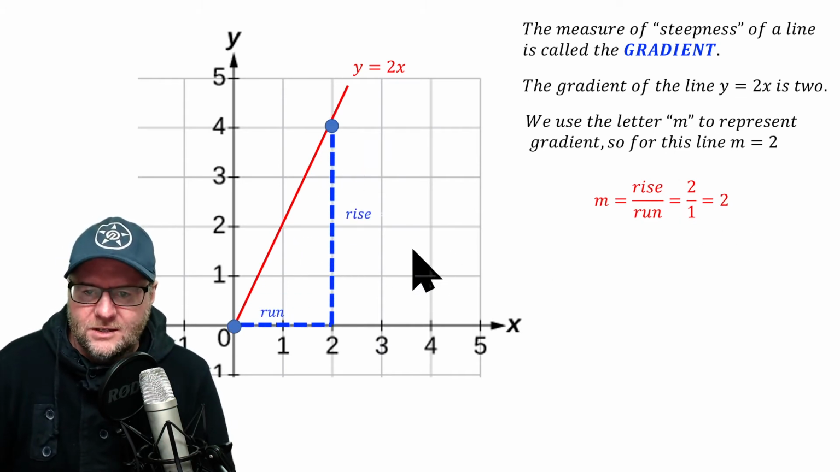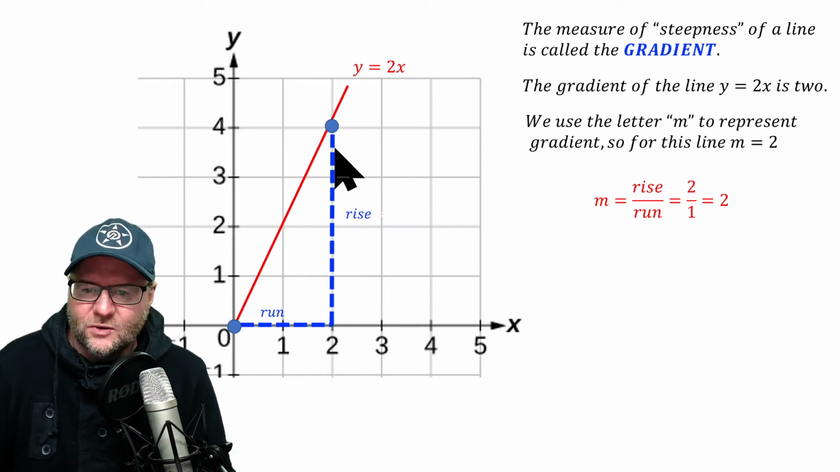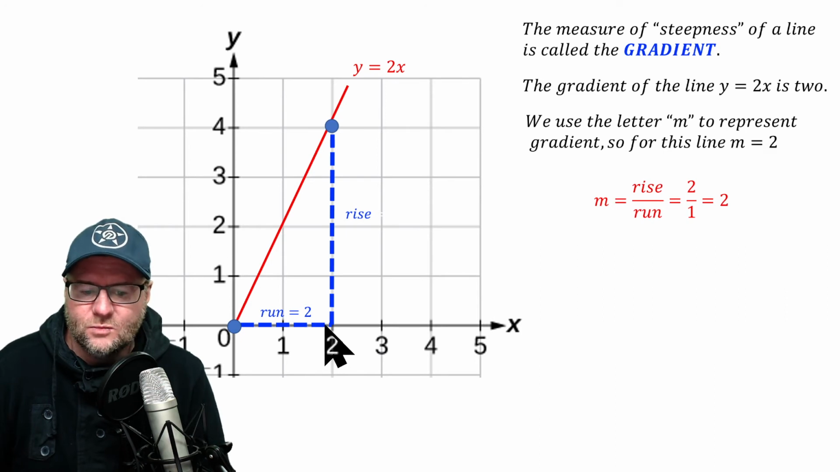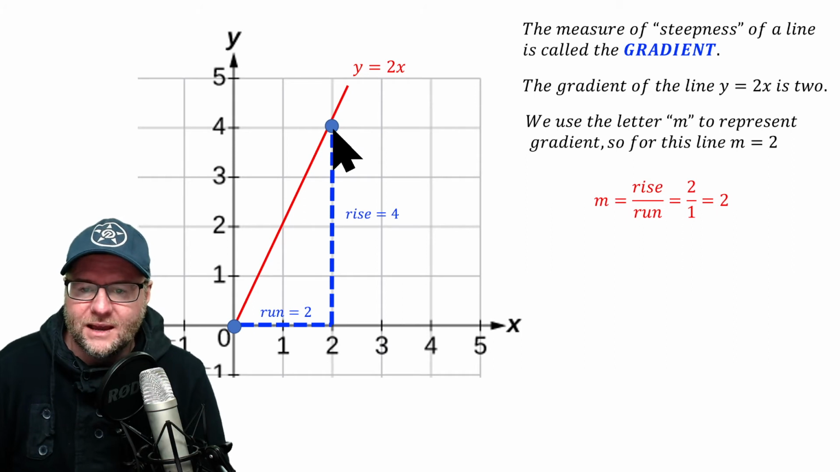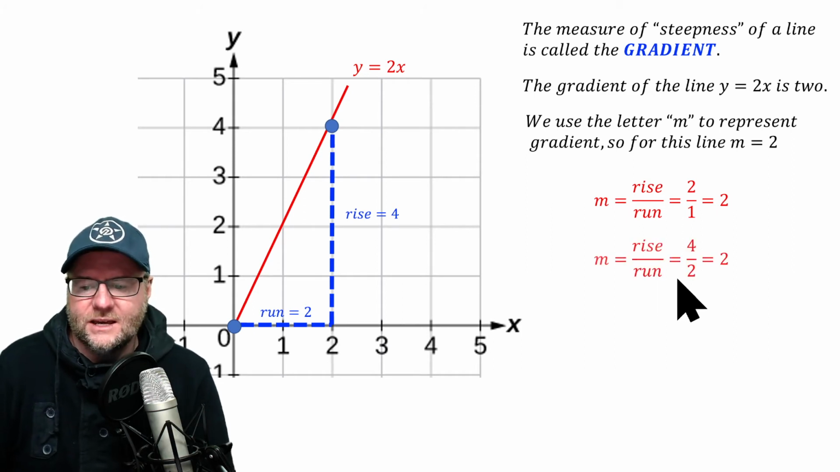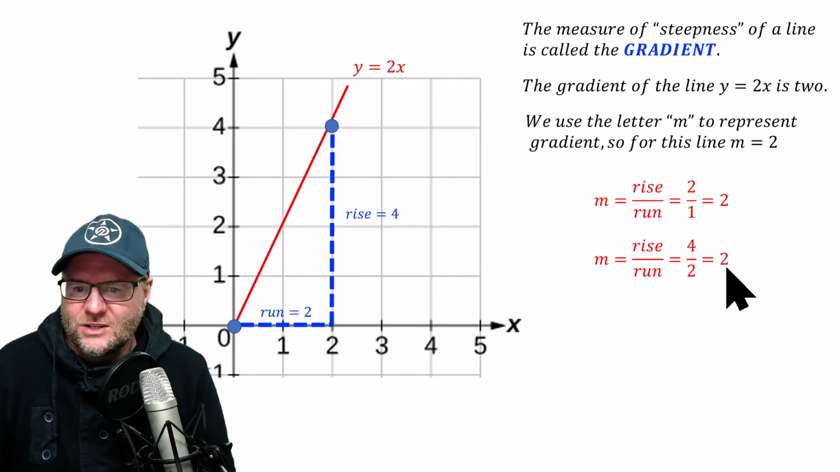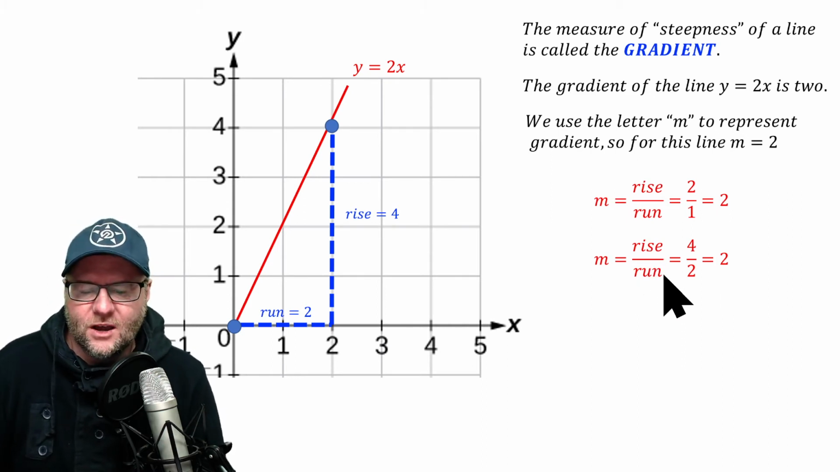Now what if I took 2 different points? Does it matter? Do I have to take these 2, or could I take any 2 points on the line? Let's have a look and see if it still works. In this case, I've taken these 2 points. I've got a run of 2. It comes across 2 boxes. And I've got a rise of 4. 1, 2, 3, 4 boxes to get back up. So let's put those numbers now into my fraction. Rise of 4 over a run of 2 gives me 2. So no, it doesn't matter which 2 points. I'm always going to end up with the same gradient when I do rise over run, so long as the points are on the line.